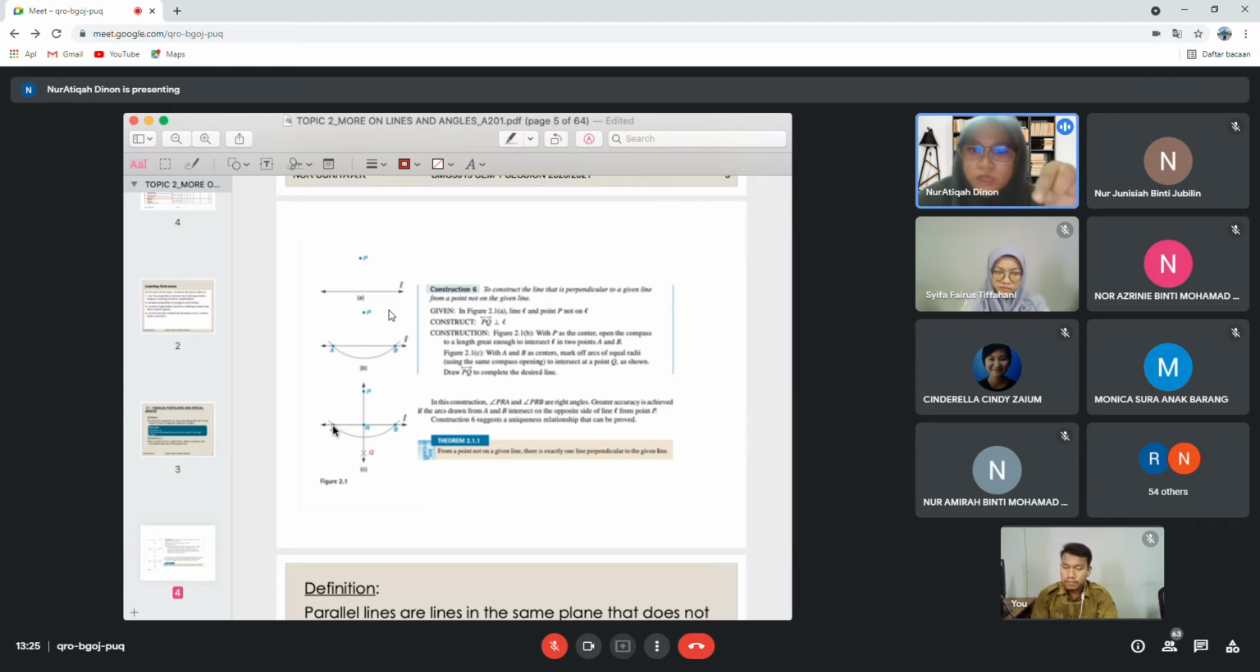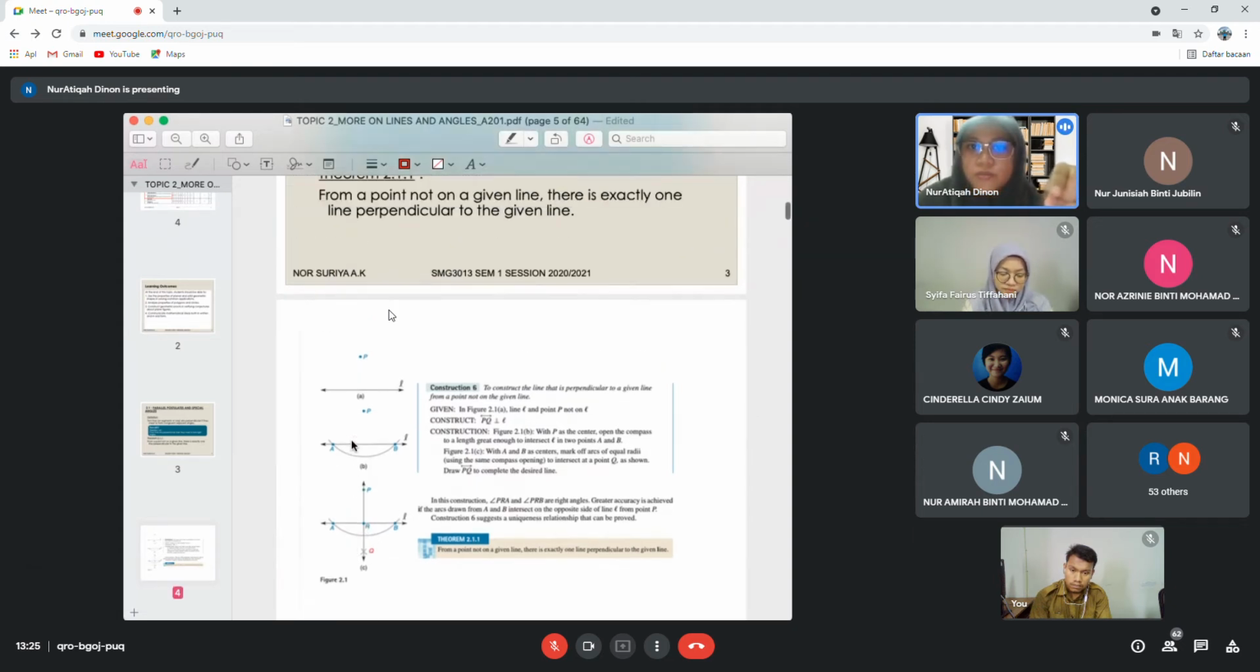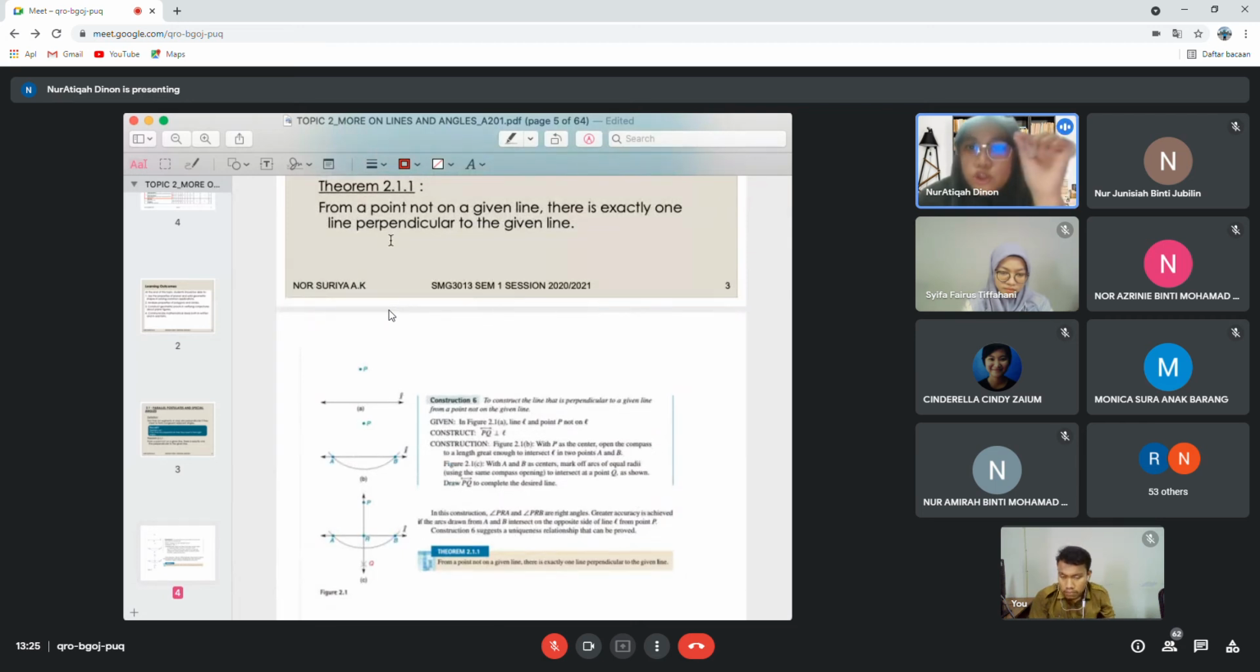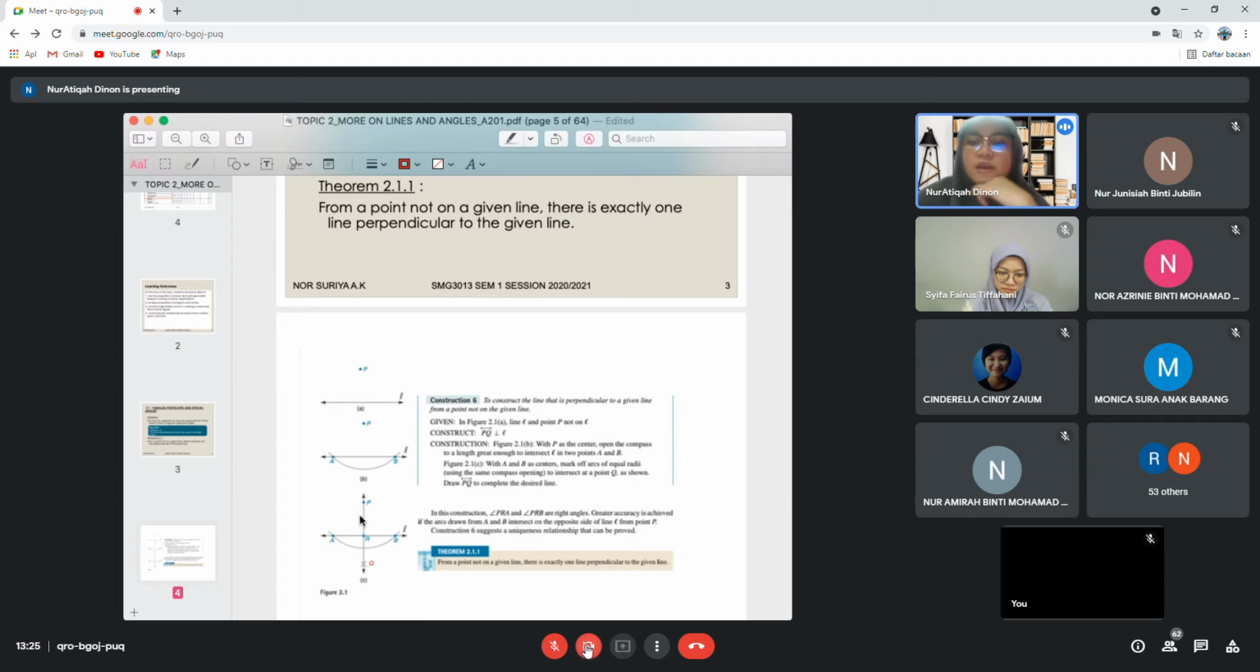Then you put the sharp end at point A and make a cross over here, and then put the sharp end at point B and make a cross here. When you join point P and the point where you crossed, namely point Q, you will have one perpendicular line to line AB at point R. So this basically explains the theorem mentioned here: from a point not on a given line, there is exactly one line perpendicular to the given line. This is the explanation.